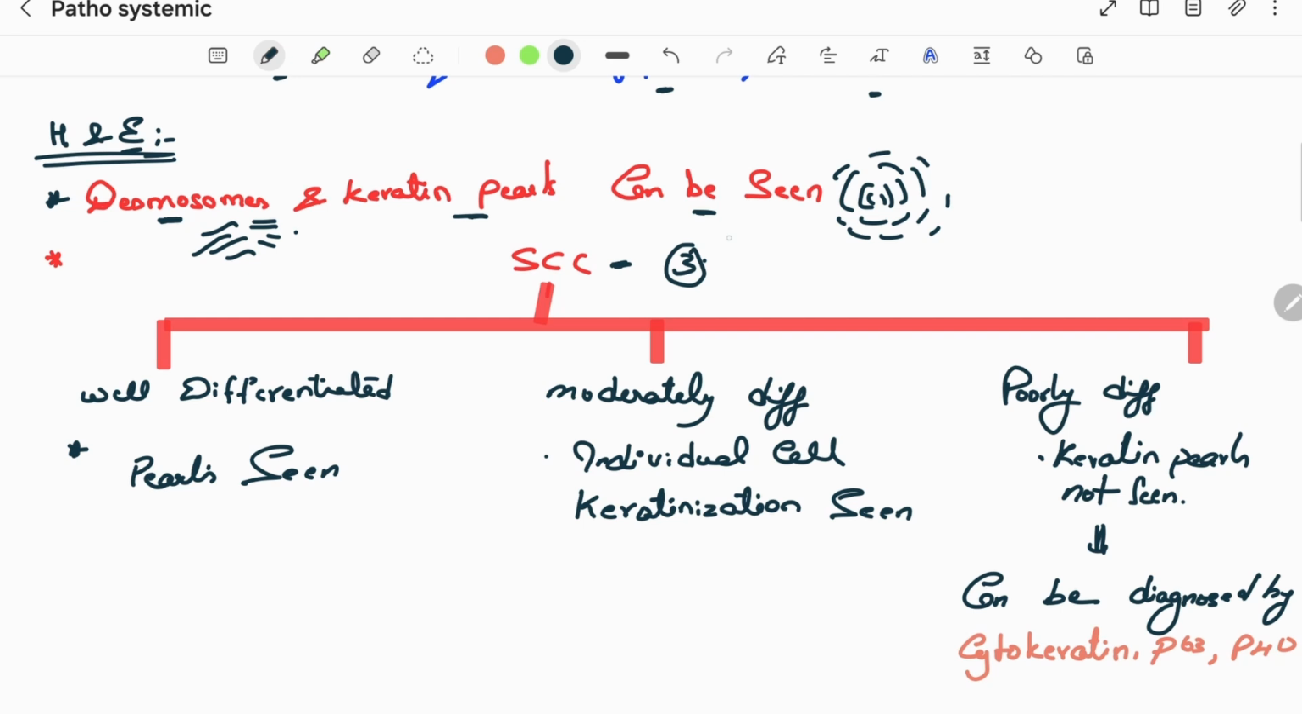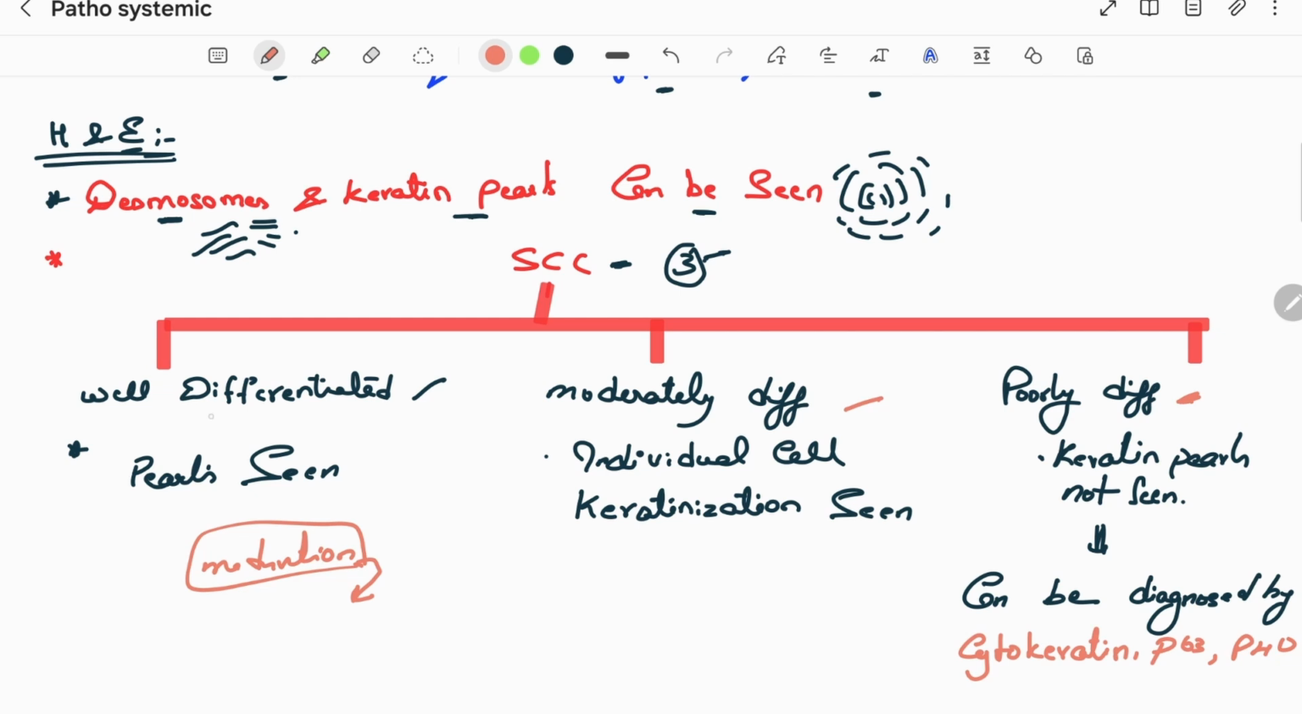Depending on the differentiation, squamous cell carcinoma is divided into three types. First is well differentiated, second is moderately differentiated, and the third is poorly differentiated. Differentiation means what? Differentiation is nothing but maturation. It is a word that we use for maturation, meaning how different it is from its parental cell.